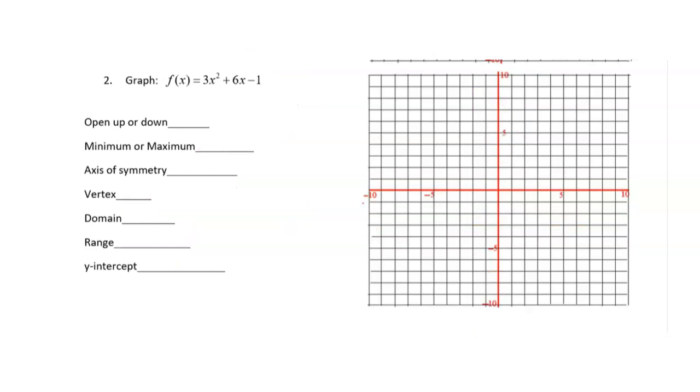The next one is graph f of x equals 3x squared plus 6x minus 1. This also opens up because the 3 is positive, the leading coefficient is positive, which gives us a minimum. We're going to find the axis of symmetry by using negative b over 2a. My b is 6, so I have negative 6 over 2 times a, which is 3. So I have negative 6 over 6, which will give me negative 1. So my axis of symmetry is x equals negative 1.